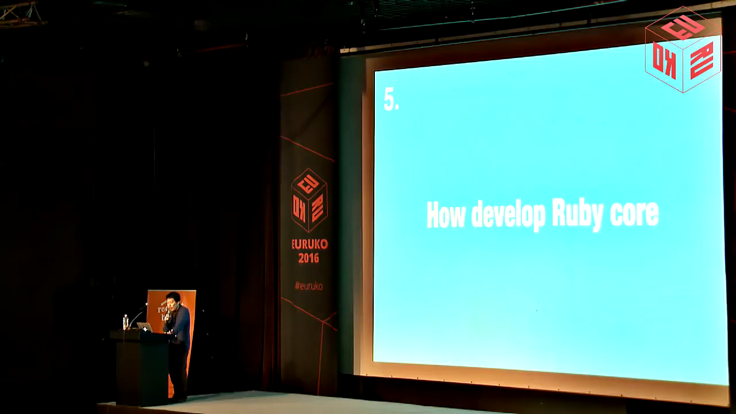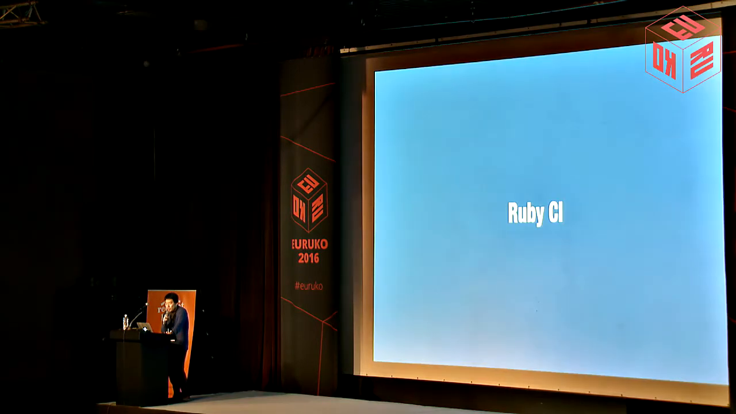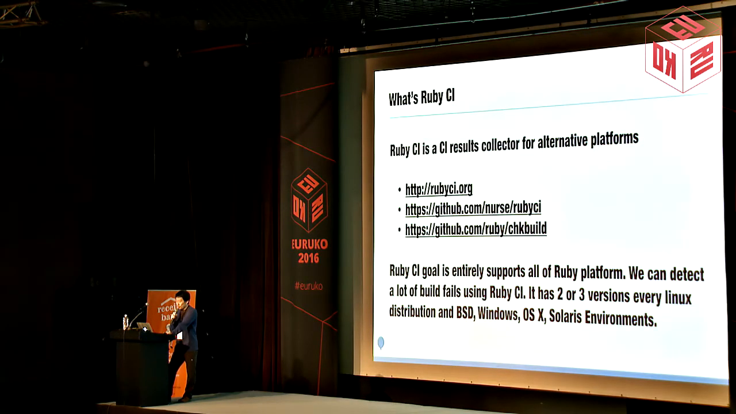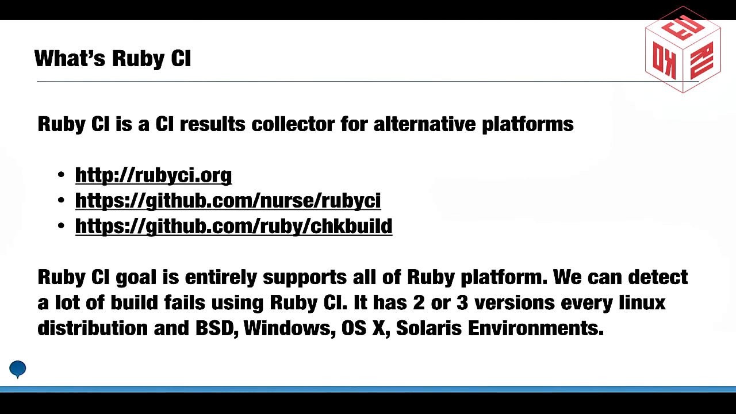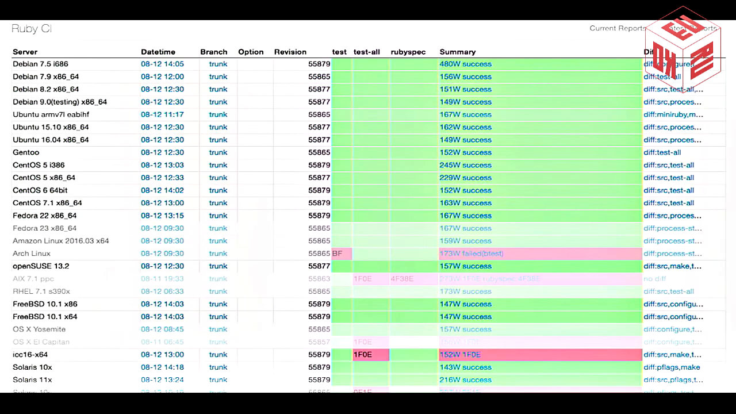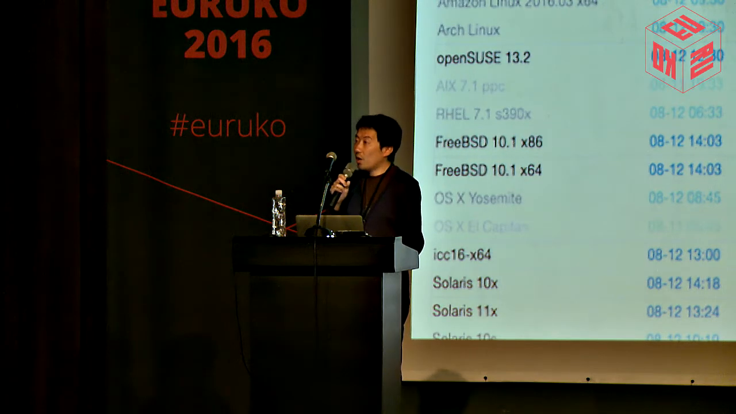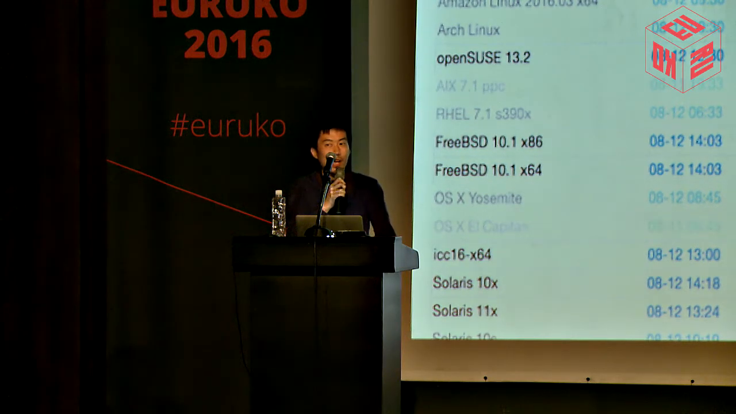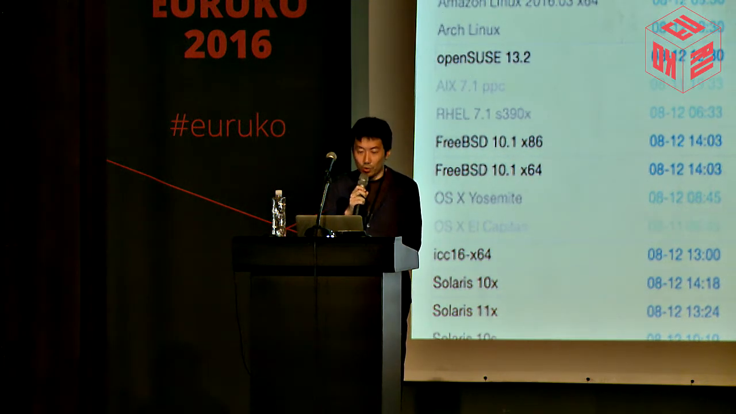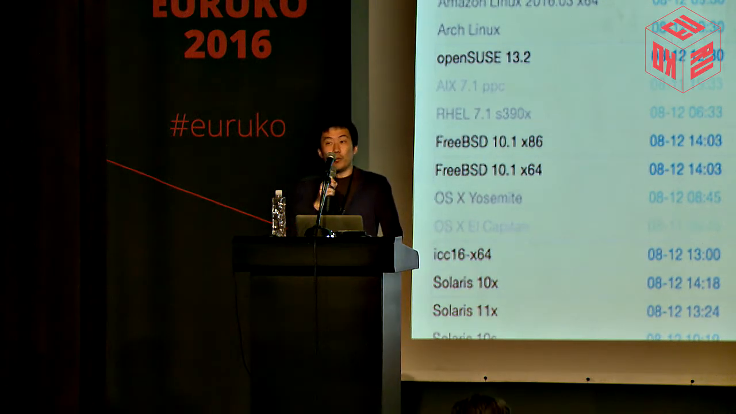So the next topic is how to develop Ruby core. We have a platform test suite named Ruby CI. Ruby CI is a CI result collector for alternative platforms, containing Linux, Windows, macOS, Solaris and BSD. This is the top page of Ruby CI. It shows the platform and architecture name, build time, and branch name. It shows all of the trunk branch test results, and shows the revision and the test status. We guarantee all green status before release time, as a stable version or an old stable version. So we guarantee that all platforms work with our Ruby packages.